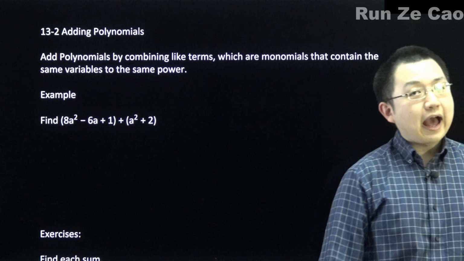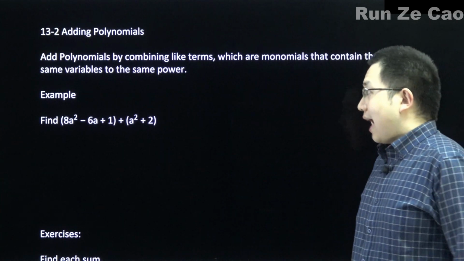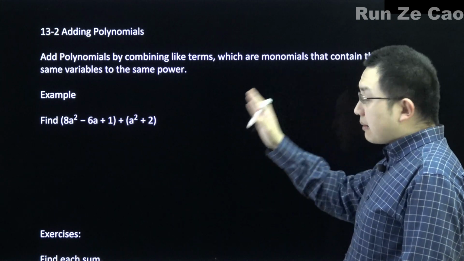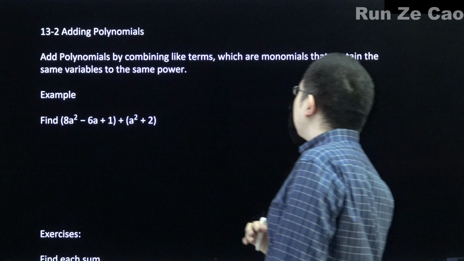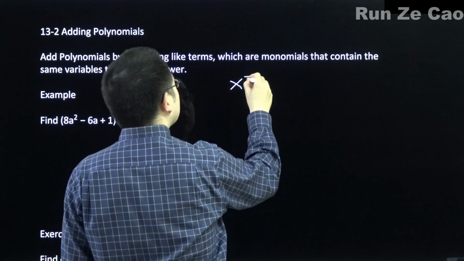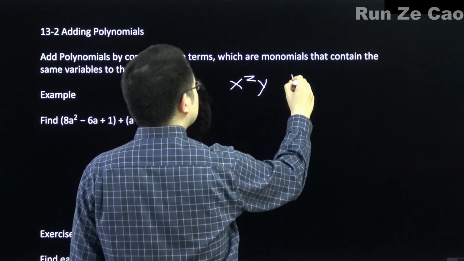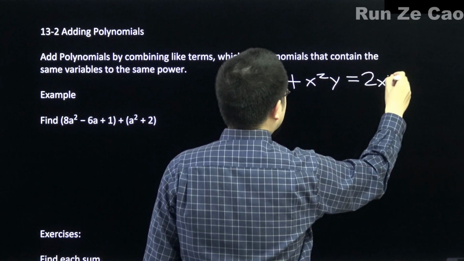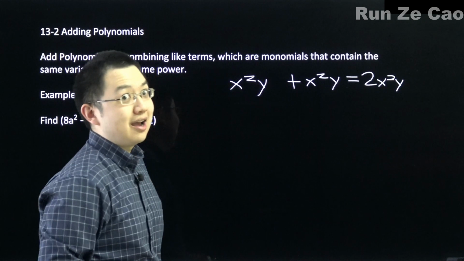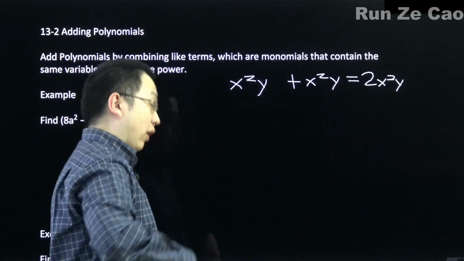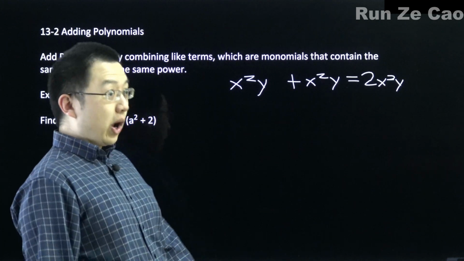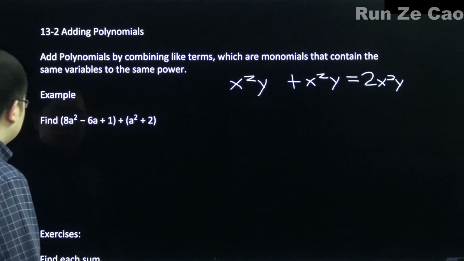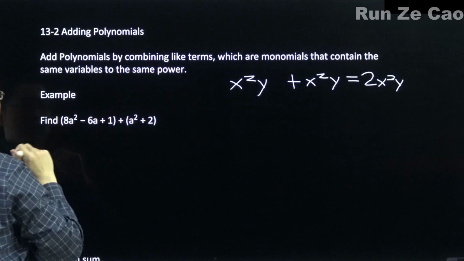Let's say we want to add polynomials. Well, we add them by combining like terms. Like terms have the same variables to the same power. For example, if you have x squared y plus x squared y, that's 2 times x squared y. But if you had, say, x squared y plus y squared, you can't simplify any further. Okay, let's do some examples and exercises.